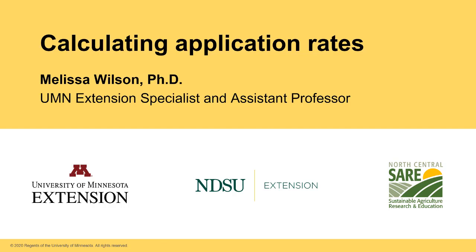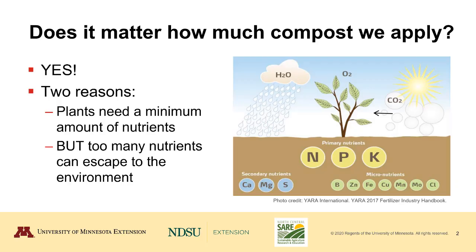Today we're going to talk about calculating application rates for your composted manure. So first up, let's talk about the why. Why does it matter how much composted manure we apply? Well, there's two reasons. The first is that plants need a minimum amount of nutrients, and if you don't give them these nutrients, then they're not going to thrive. But on the other hand, too much of a nutrient can be a bad thing. Some of these nutrients, when they become in excessive levels in the environment, actually end up causing problems.